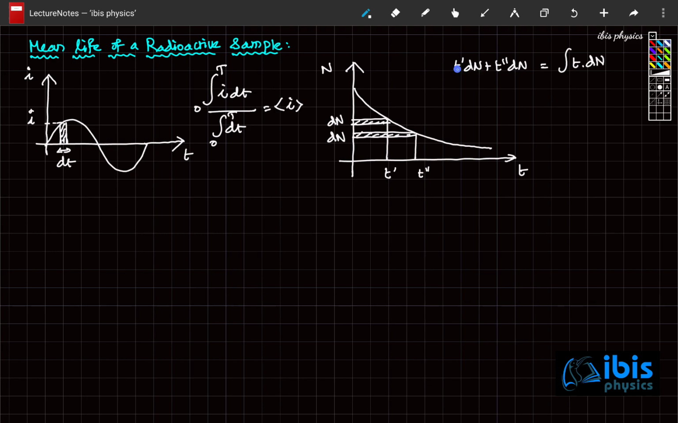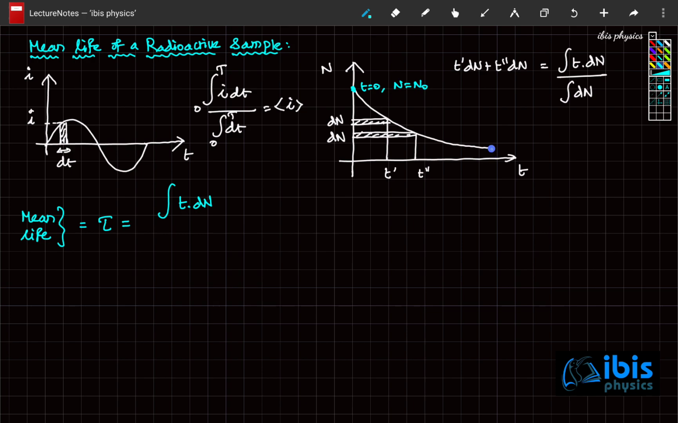Since you are interested only in the average of these times, you are supposed to divide by the total number of atoms. Hence the mean life, the average life, is represented by the letter tau, which is given as the integral of t dn, integrated from. At t equal to 0, the number of atoms will be equal to n0, which is the initial number of atoms.